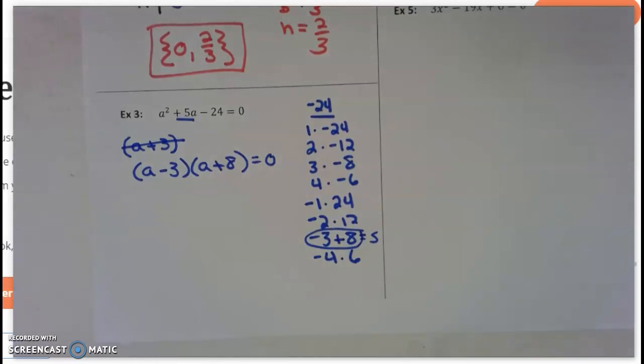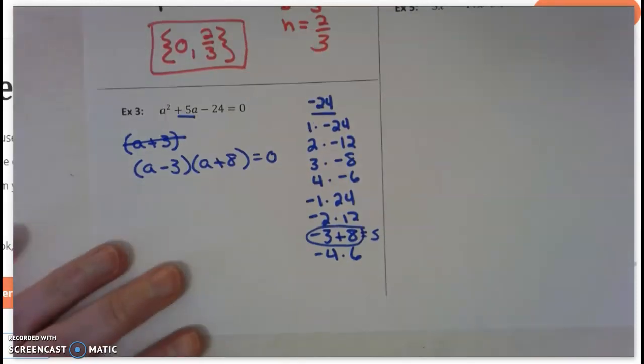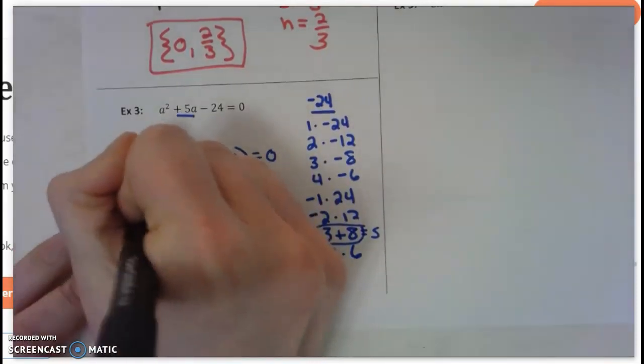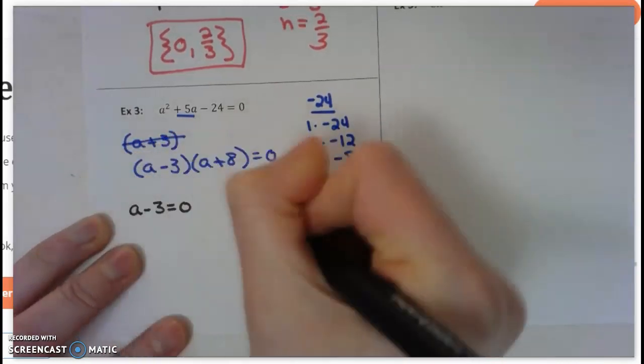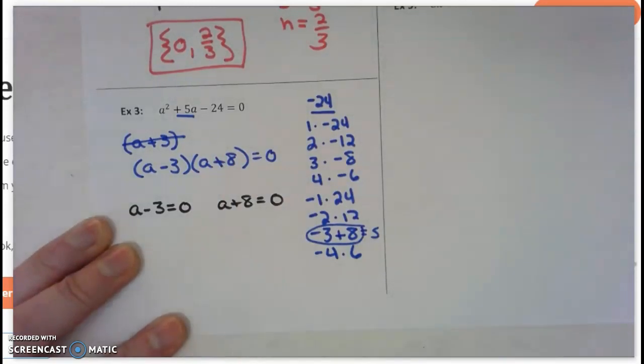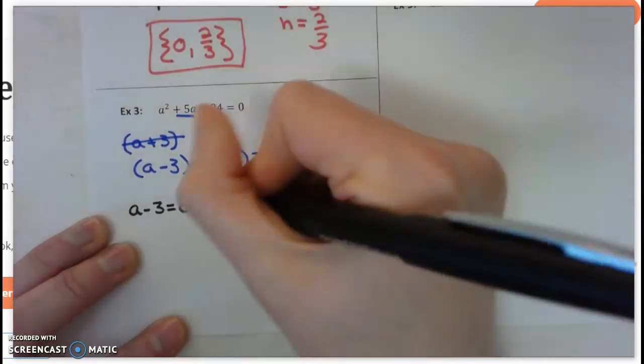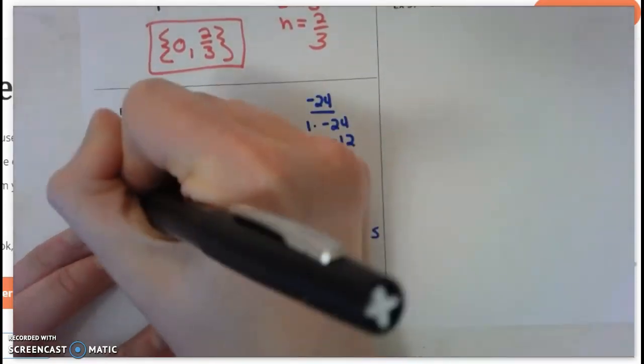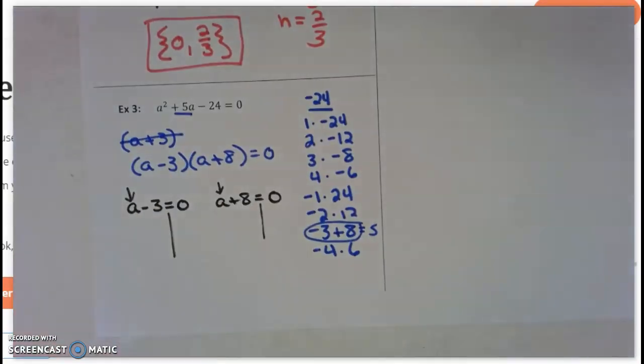Now we're going to add in the new part where you are actually solving for the x-intercepts. Take each one of your factors, a minus 3 and a plus 8, you set them both equal to 0. I always draw my lines, have my arrows pointing at my letter. So now I've got to solve the one-step equations.